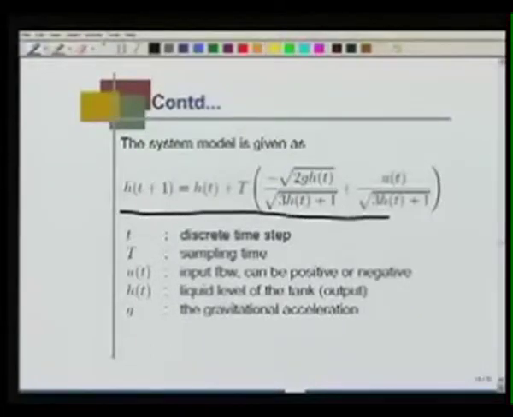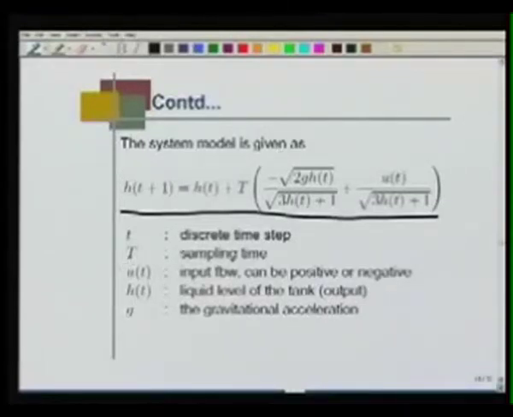So, typically we are not interested now in how we derive the model of a surge tank. What we are interested in is that, given a nonlinear structure of the surge tank, this is the dynamics of a surge tank, that is s(t+1) equals s(t) plus T, where T is the sampling time, and this particular function, you can see easily, is a nonlinear function, because this is a square root of h, and also u is multiplied with 1 upon square root of h. So, hence this is a nonlinear function.